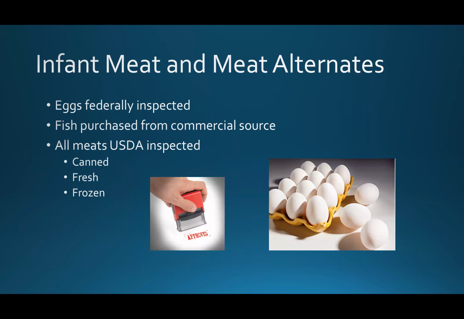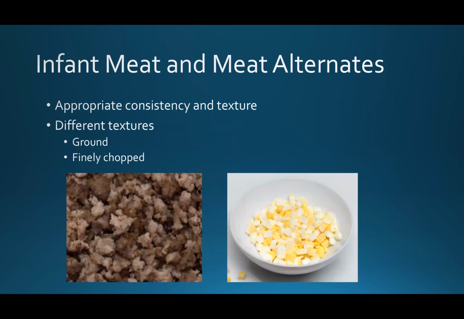Eggs must be federally inspected. Fish must be purchased from a commercial source. All meats must be USDA inspected and can be purchased canned, fresh, or frozen. All meat and meat alternates must be of appropriate consistency and texture for the individual infant. As the baby's feeding skills develop, meat and poultry can be served in different textures, including ground or finely chopped.